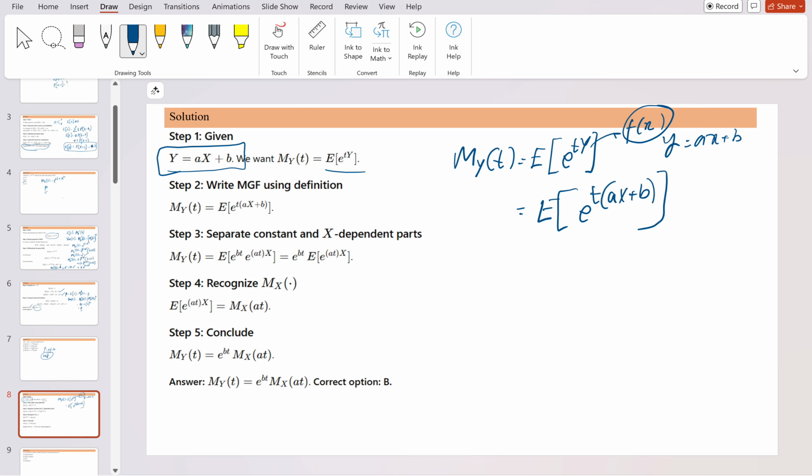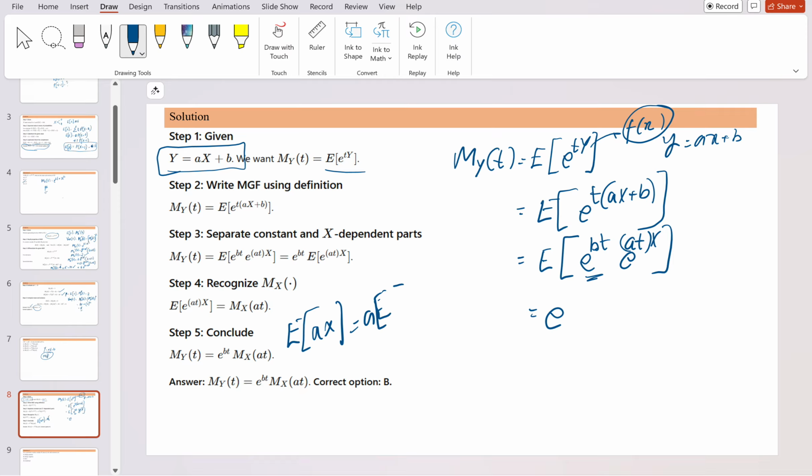Okay, let's put it here. Now expectation of, here you can separate it out, e to the power bt times e to the power at times x. Now e to the power bt, because you are generating the function in terms of t, is a constant not dependent upon x, so you can separate it out and consider it as a constant. Just like expectation of ax can be written as a times expectation of x, you can take the constant out. Here also we are doing the same: e to the power bt, expectation of e to the power at times x. So here you can say this is the moment generating function Mx of at.